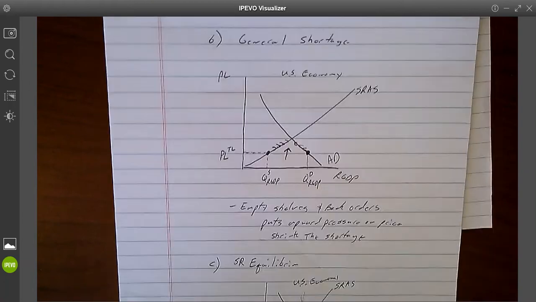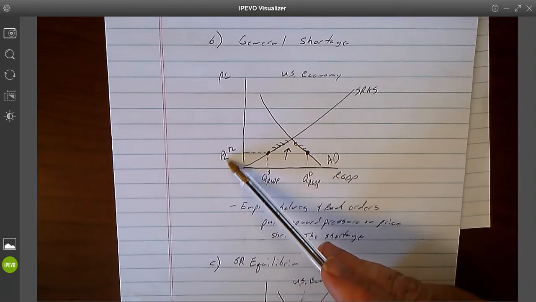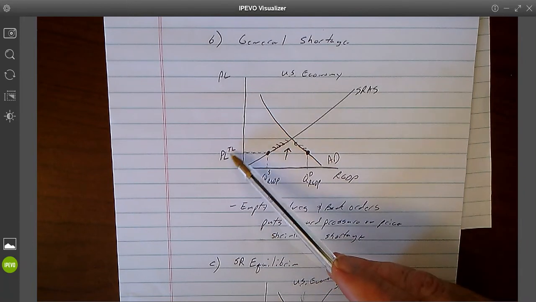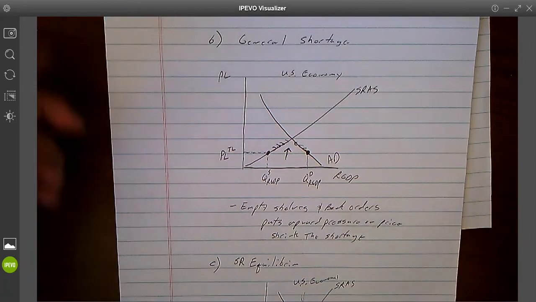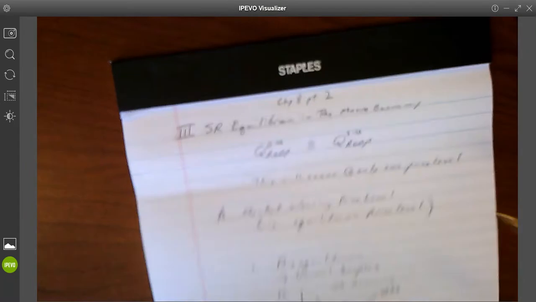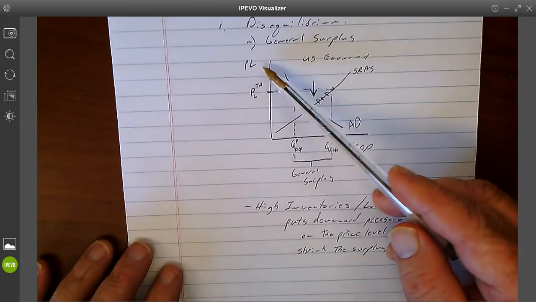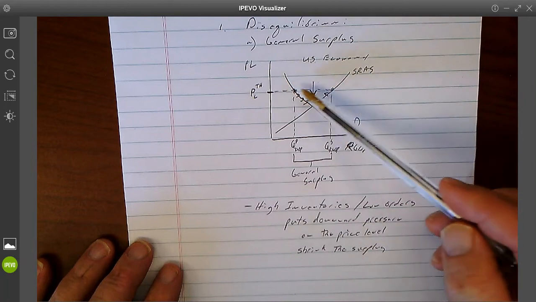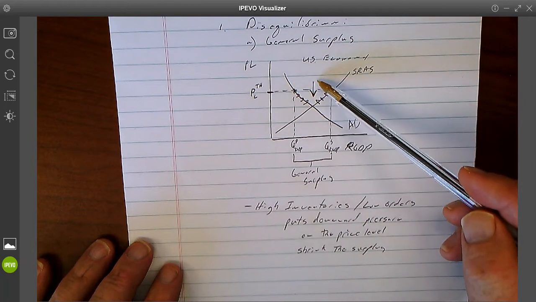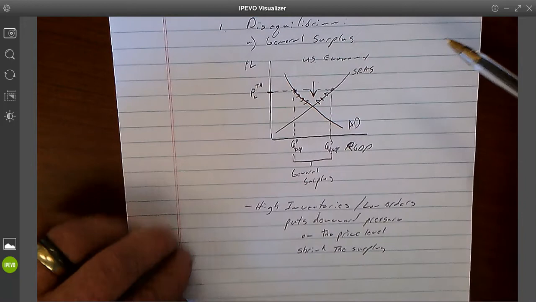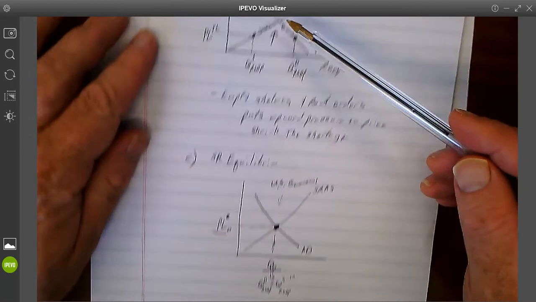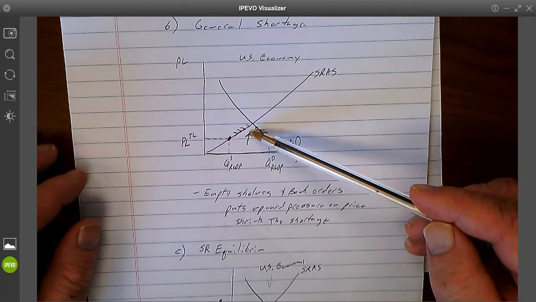You may have noticed, again, I labeled this PLTL. What did that stand for? The price level was too low for an equilibrium. And in the previous example, I labeled it PLTH. Price level is too high. If the price level is too high, there'll be a general surplus, which will push prices down. Okay? And if the price level is too low, there'll be a general shortage, which will push prices up.